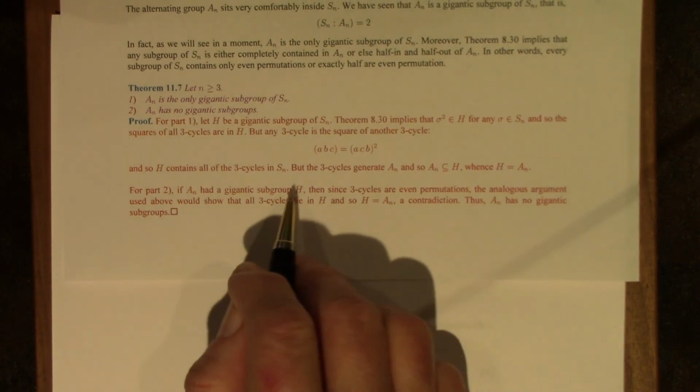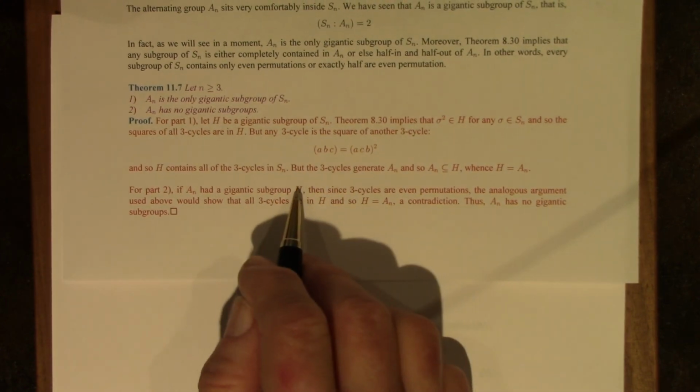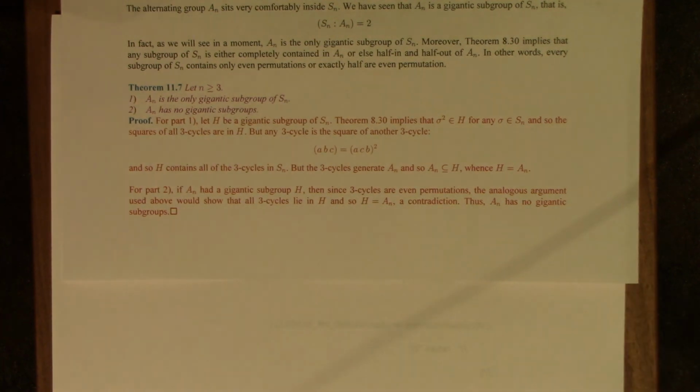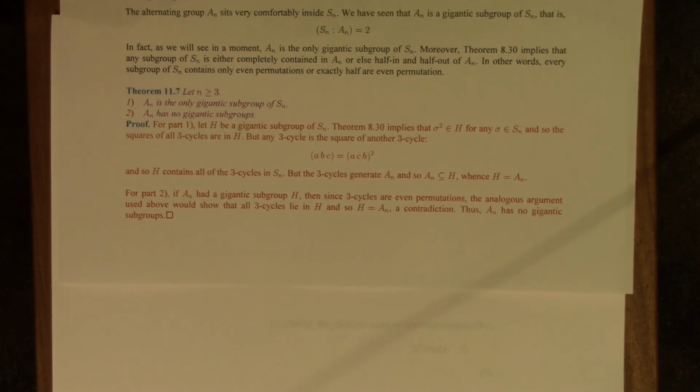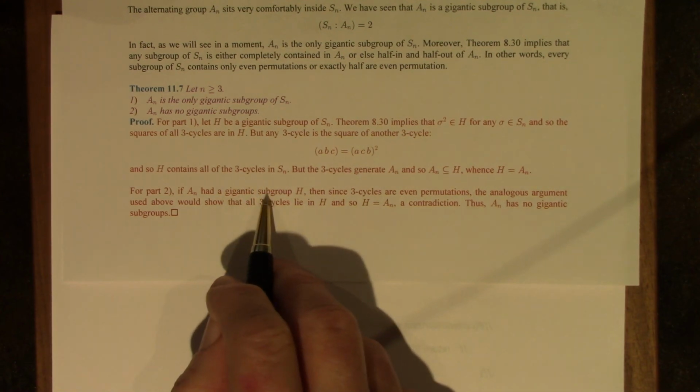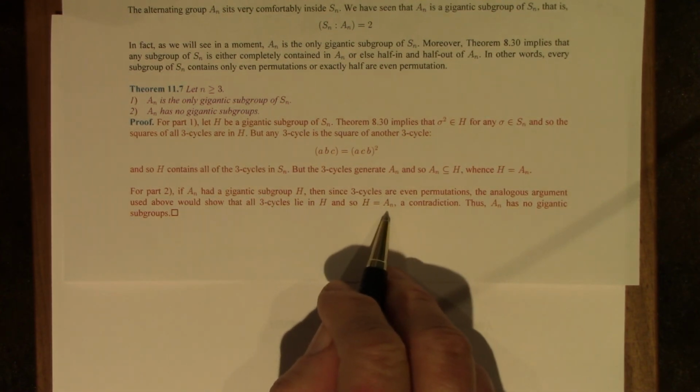As far as part 2 is concerned, if An had a gigantic subgroup, I'll call it H again, then since the 3 cycles are even permutations, the same argument here tells us that all 3 cycles lie in H. Therefore, H is An, which is a contradiction to it being gigantic, because it would have to be half the size of An. So An has no gigantic subgroups.